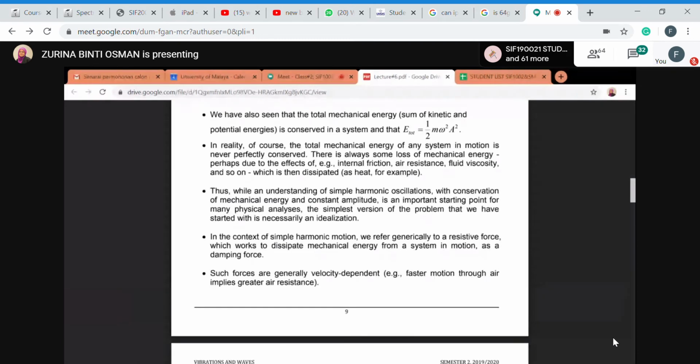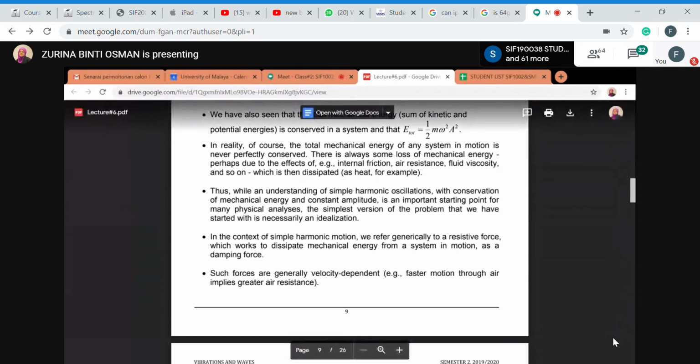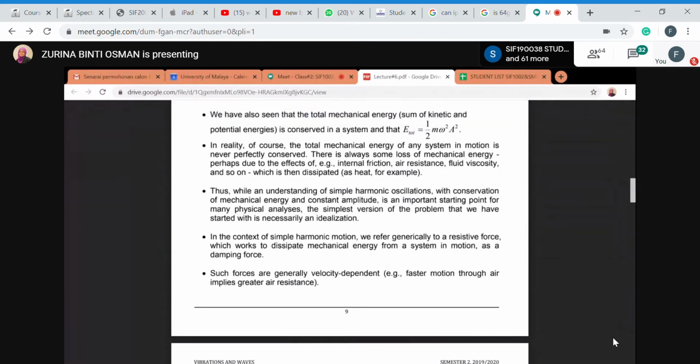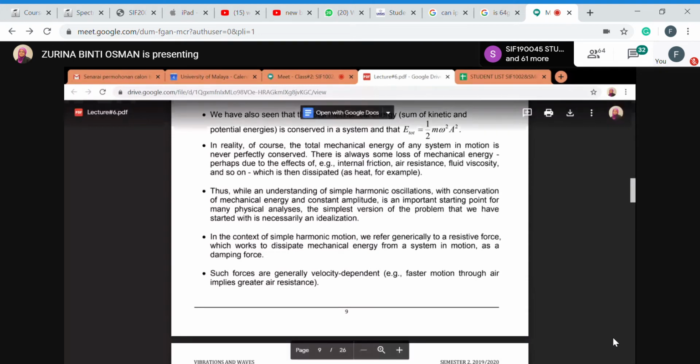In the context of simple harmonic motion, or SHM, we refer generically to a resistive force which works to dissipate the mechanical energy from a system in motion as a damping force. So now we have a new term, called the damping force. This force is generally velocity dependent: faster motion through air implies greater air resistance.